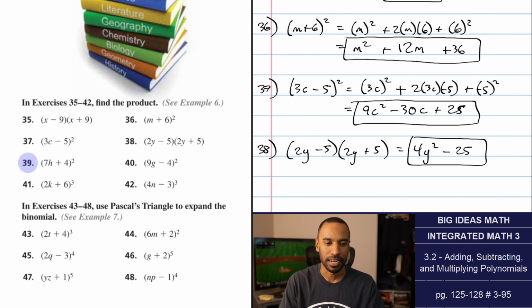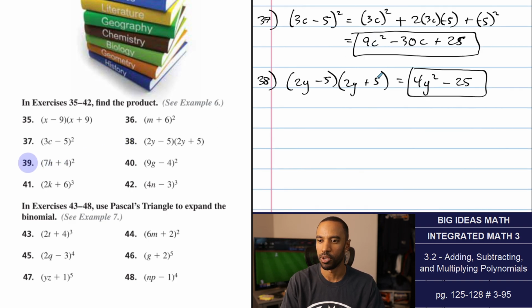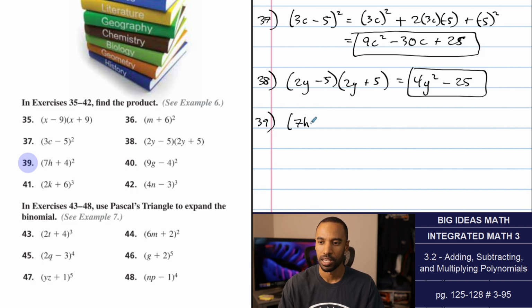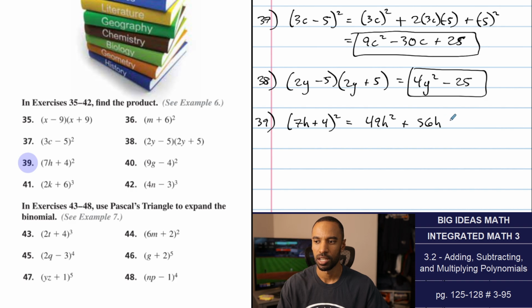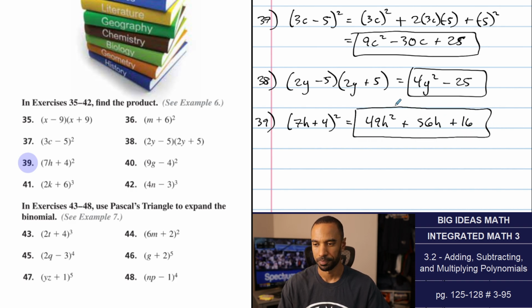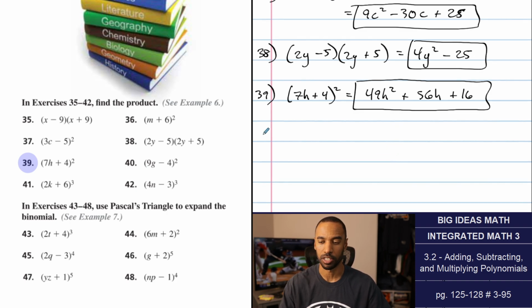Number 39 is a perfect square trinomial, as we've already seen with a sum. So I'm going to go straight into it. 7h plus 4 squared. First we square a. 7h squared, quantity squared is 49h squared. Now we're going to double the product of 7h times 4. We're going to double 28h. That's 56h. Then 4 squared is 16. That's how fast these can go. I mean, they can go faster. I still explained through it, but that's how fast these can go.